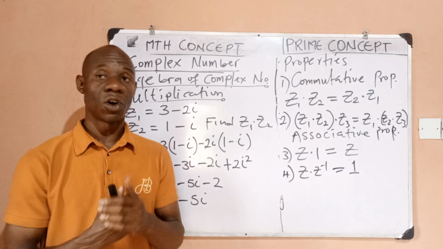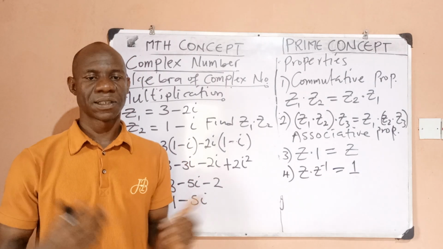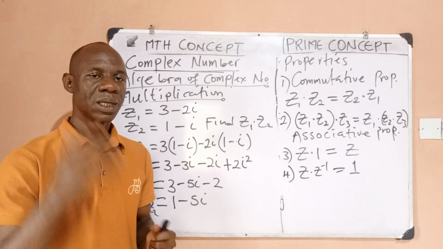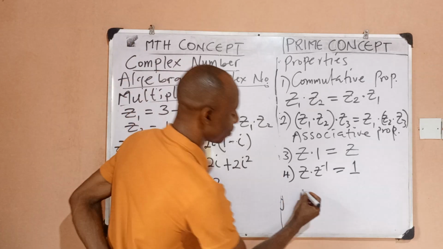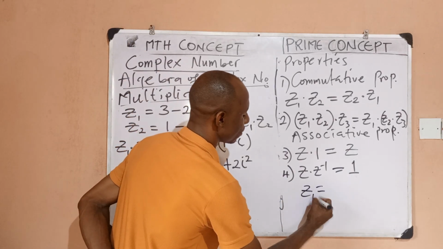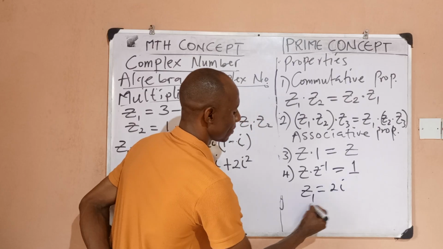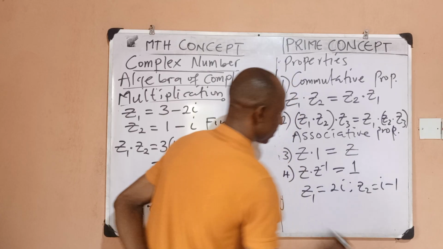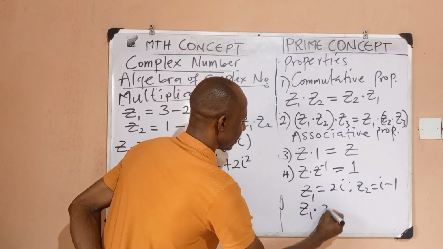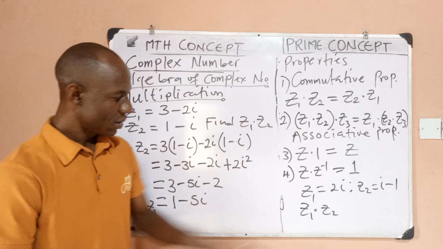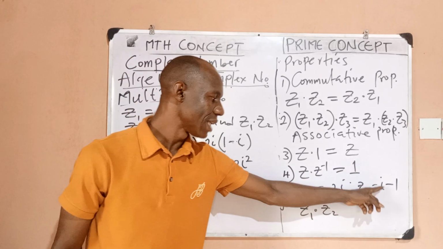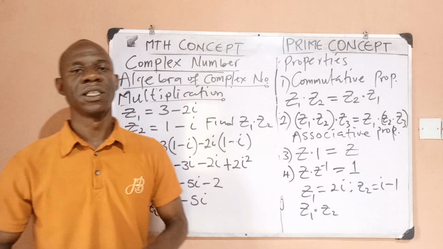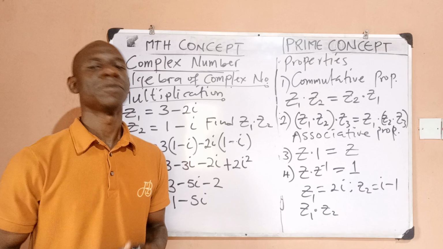So these properties and more are true for complex numbers. I believe at this point the concept of multiplication is very clear to you. If you have understood what I've done, I would like you to drop the answer to this: z1 equals 2i, z2 equals i minus 1. Now I want you to find z1 times z2. z1 is equal to 2i and z2 is i minus 1. So drop the answer in the comment section for z1 times z2, and I'll check if it is correct.